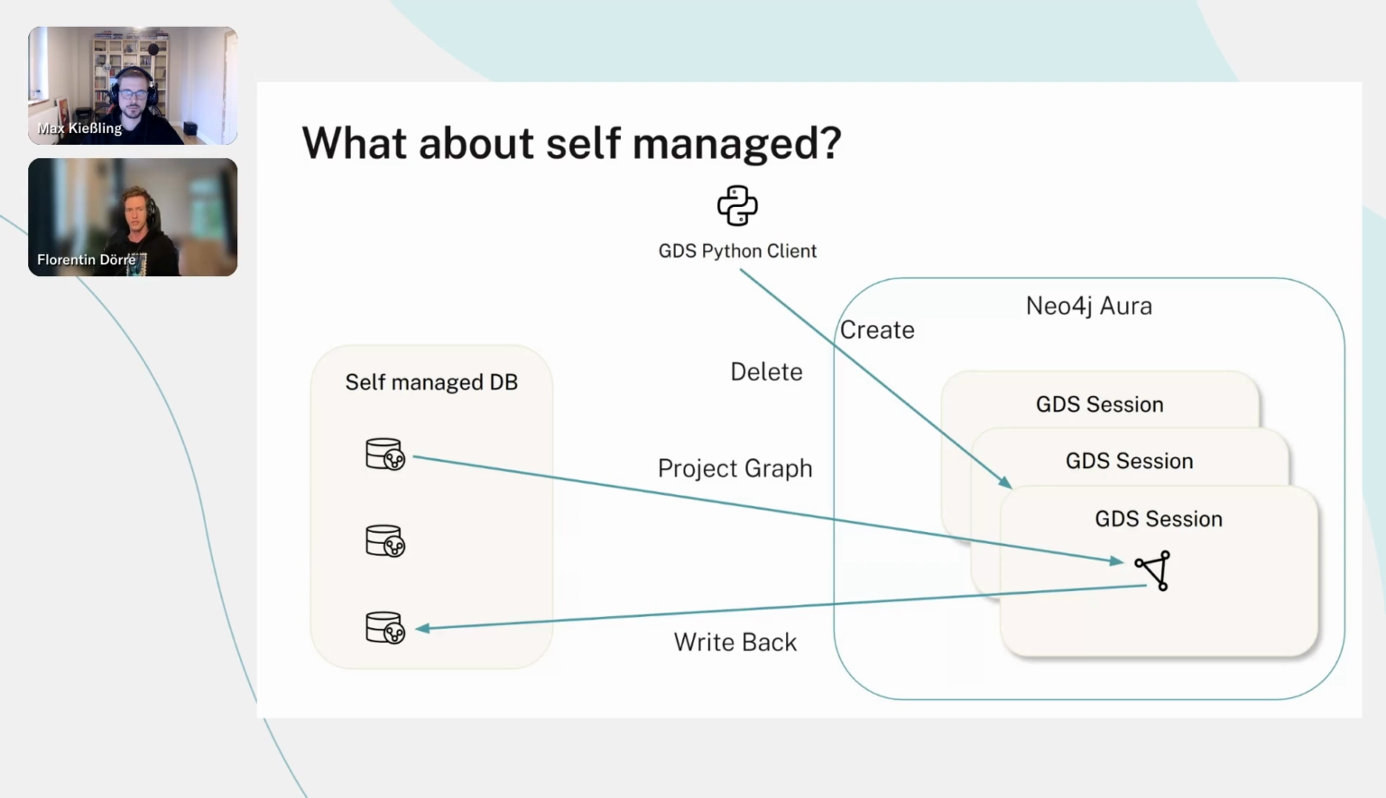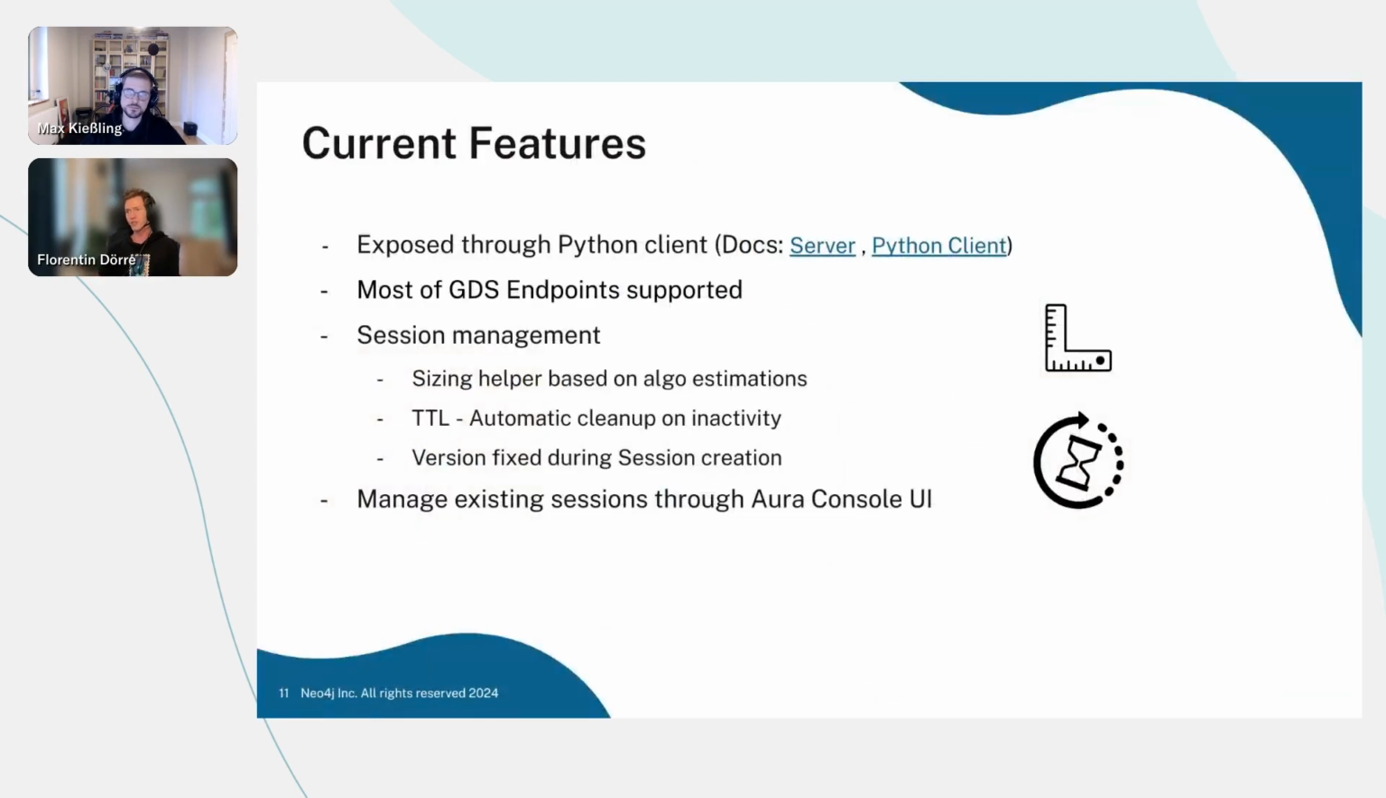So let's give you a quick summary of the current features that we're offering. Right now everything is exposed to the Python client. There are docs for the server, in the server manual, as well as for our Python client. We support most of the existing GDS endpoints. More details on that are in the documentation. For instance, what we don't support is graph export to database or CSV at the moment.